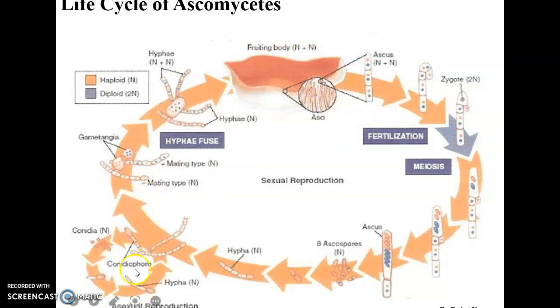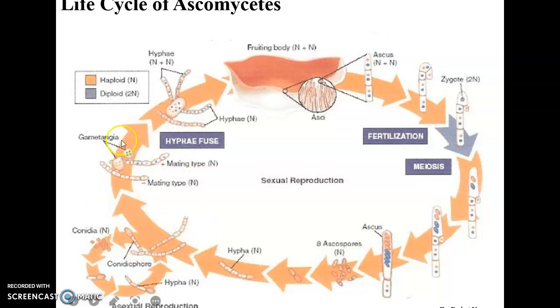Here you can see the asexual mode of reproduction. These are the hyphae, the haploid hyphae. When these haploid hyphae form the conidiophore, conidia are produced on the surface of these conidiophores, and when these conidia land in suitable environmental conditions, they develop into the mycelium.